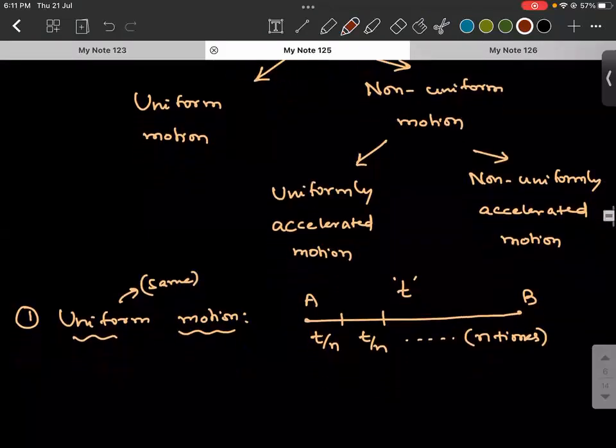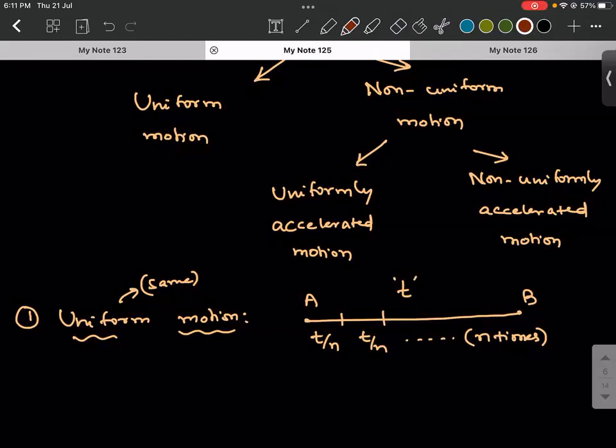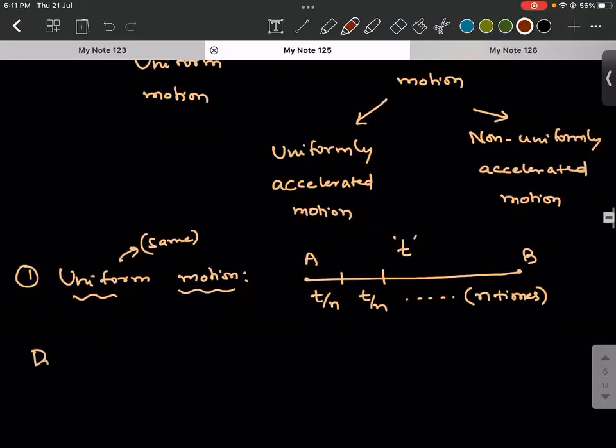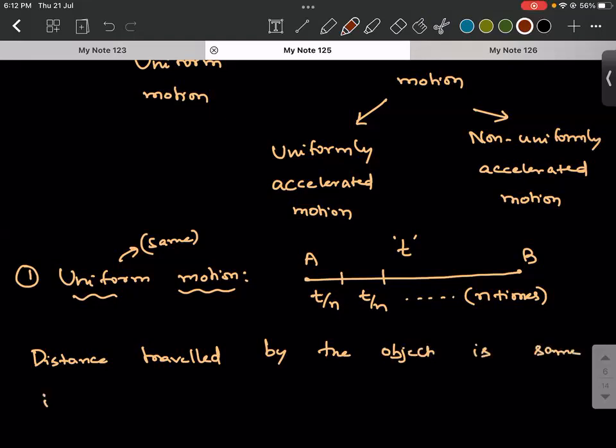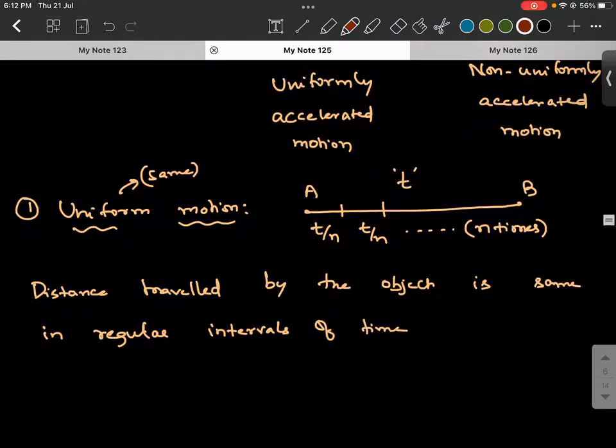Now, if you measure the distance for every t by n seconds, and if the distance comes out to be the same for every time interval that is broken, if you see that the distance traveled by the object is exactly the same, then that kind of motion is called uniform motion. So what happens in a uniform motion? Distance traveled, some books refer to traveled as traversed also. Both are same. Here I'm using the word traveled. Distance traveled by the object is same in regular intervals of time, then the object is said to be in uniform motion.